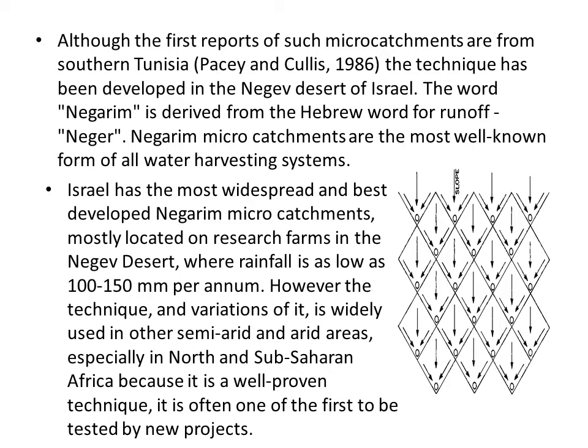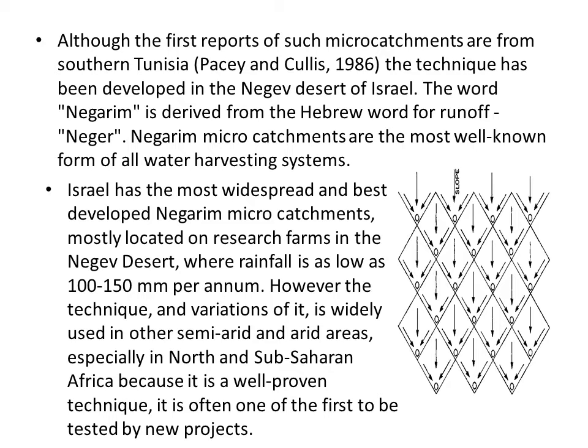Israel has the most widespread and best developed Negarium microcatchments, mostly located on research farms in the Negev district, where rainfall is as low as 100 to 150 mm per annum. So, in the Negarium district of Israel, this system has been adopted where there is scanty rainfall of just 100 to 150 mm annual rainfall.